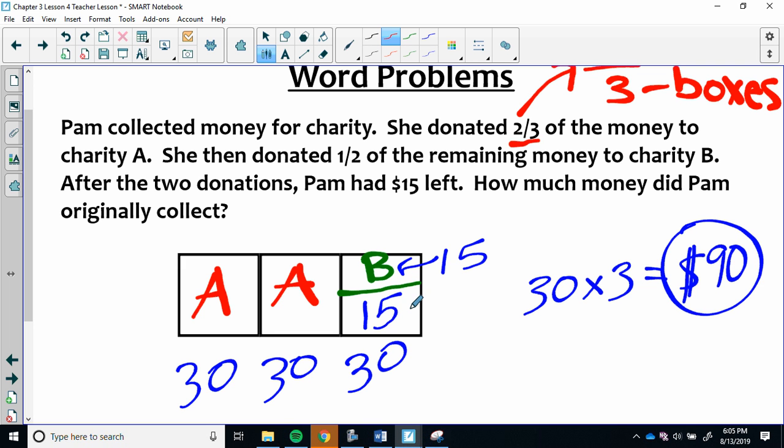So if this half is 15, this is 15. 15 plus 15 equals 30. That means each box is worth 30. There's 3 boxes. 30 times 3 is $90.